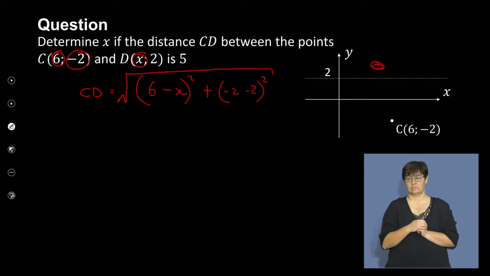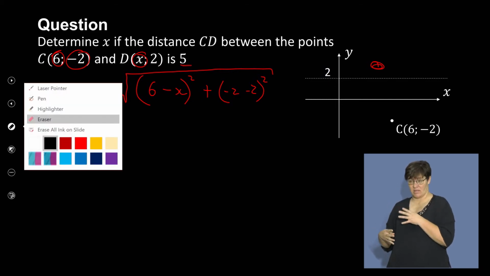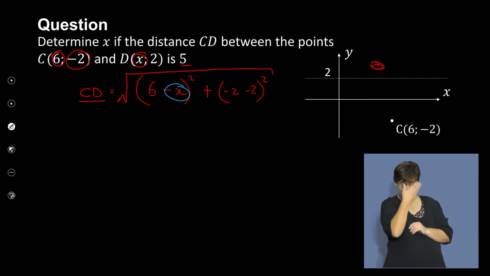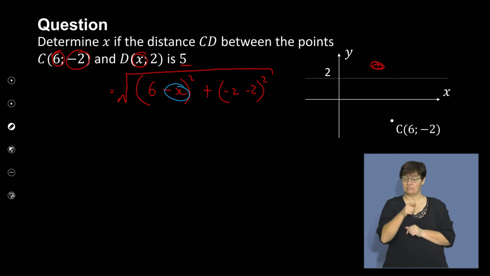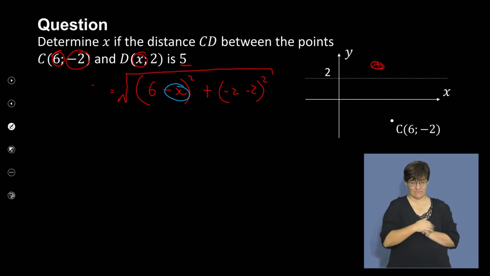And this is not complete because I've written here CD, but I know what the answer to CD is. I know what the distance is. The distance is 5, and that's the crucial part here: I don't know everything that goes into my formula. Specifically, I don't know what x is, but I do know what the answer is. That answer there is equal to 5.